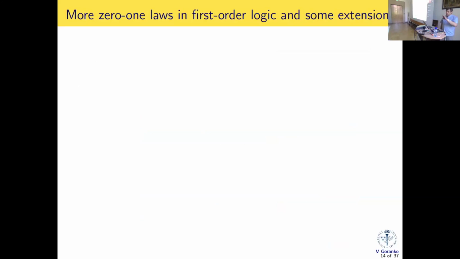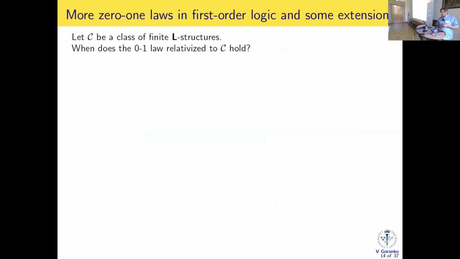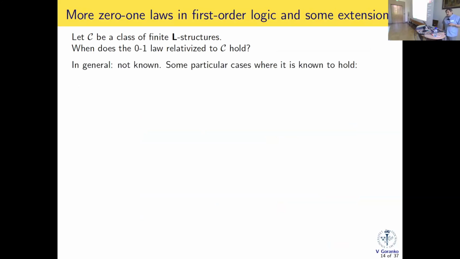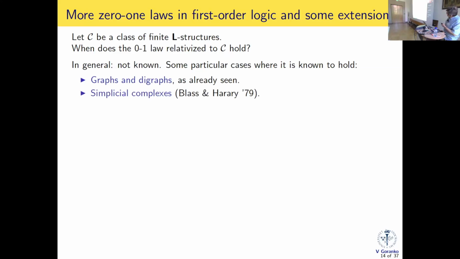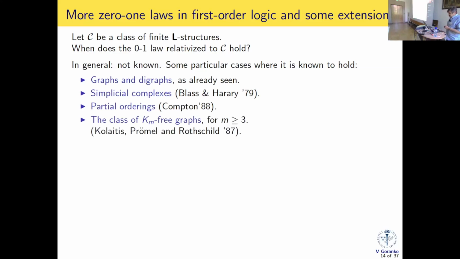So far I have mentioned the zero-one law for first-order logic, but let me also mention what happens when you look at some variations or extensions. First, if you want to relativize not to all finite structures of the language, but to some interesting natural subclass, what happens then? Well, in general, it is not known. Apparently this is a very difficult question, but there are some particular cases that are known, and I very briefly mention them here. For instance, for simplicial complexes, there is a paper by Blass and Harary, partial orderings, the class of clique-free graphs, and so on.